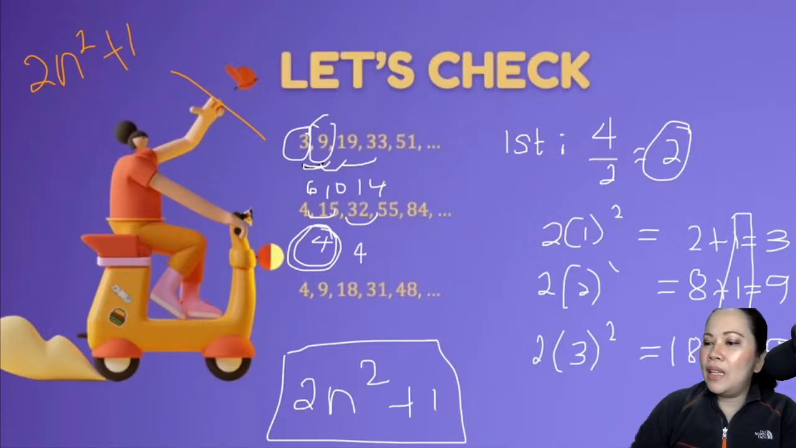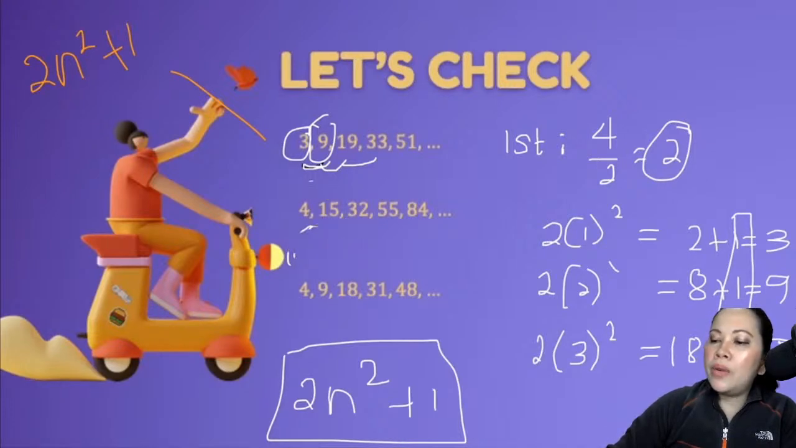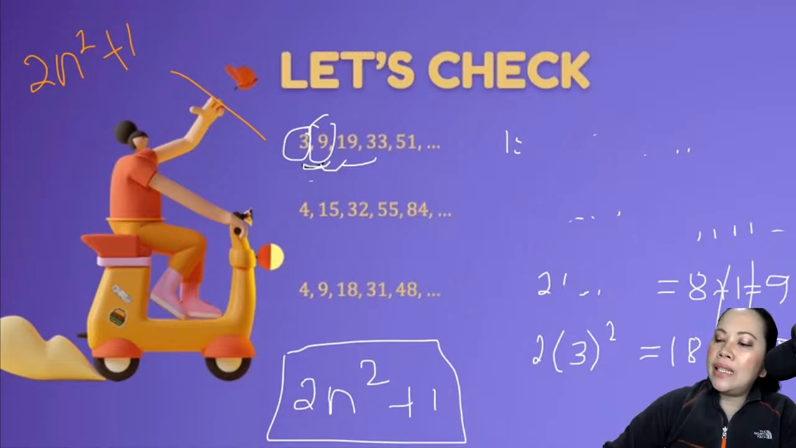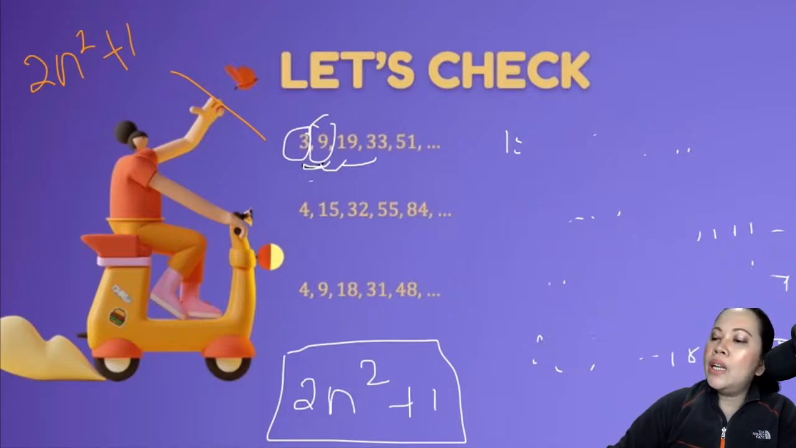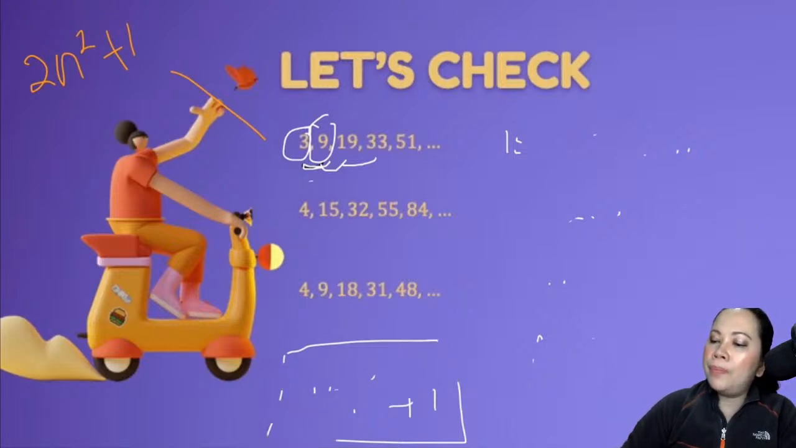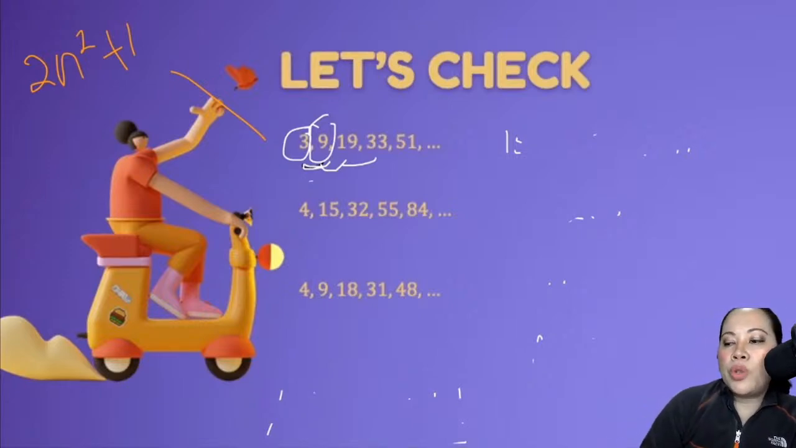Okay? Now let's try the next number. Alright, so remember the first step is to divide, and then the second step is to substitute the position term. Okay, position term. So let me just erase this. Okay, so let's subtract.